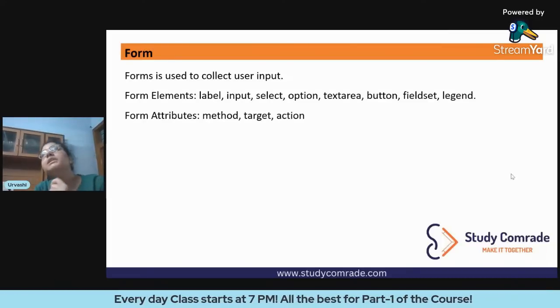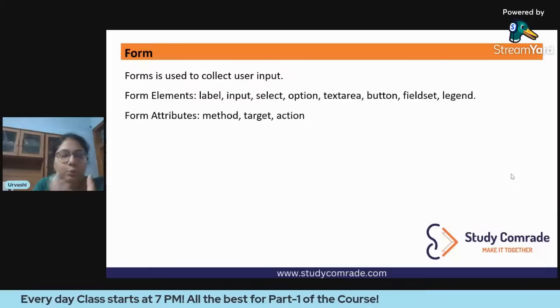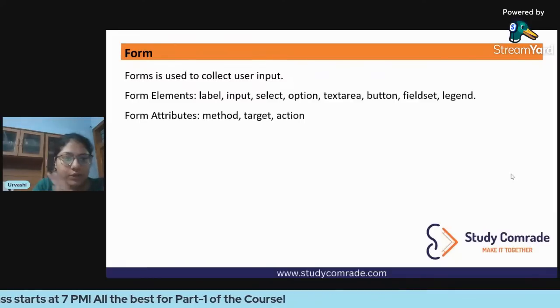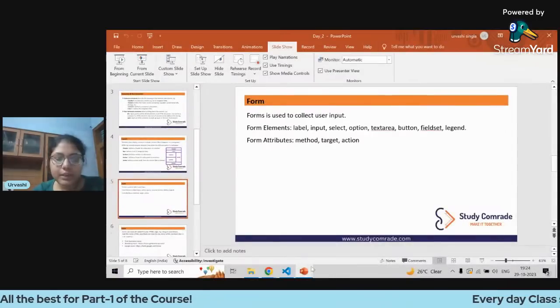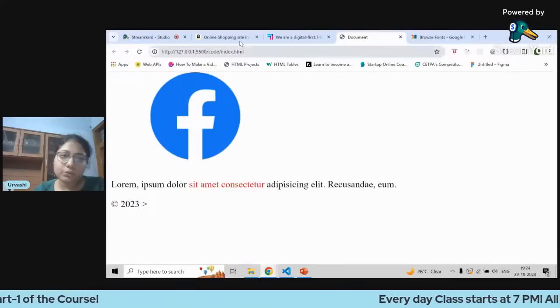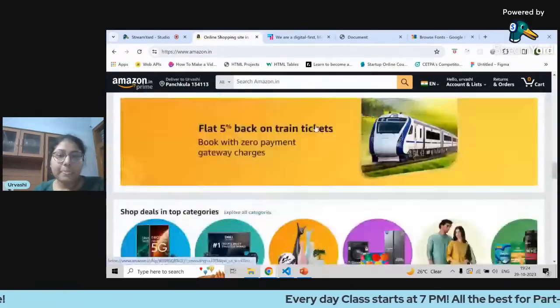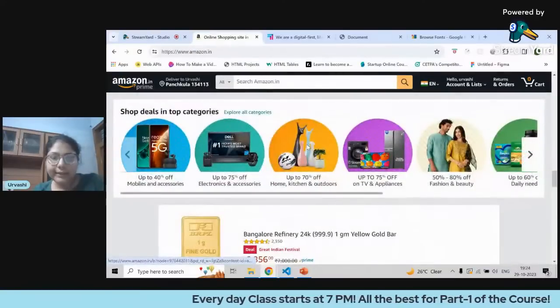For example, let's say I open one website. I'm browsing through the website, for example, in Amazon. Let's say I like some product. I click on this.